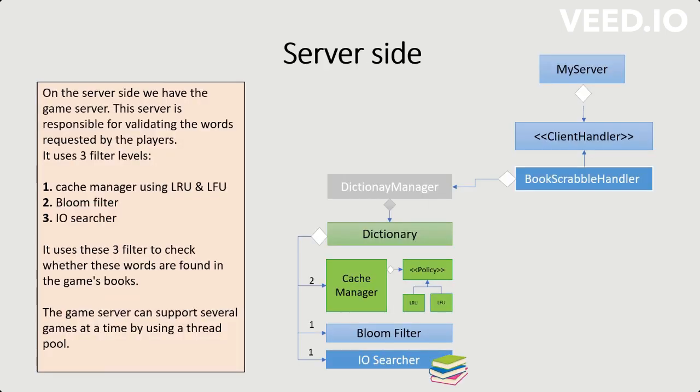Server side. On the server side, we have the game server, which has several books that act as the game dictionary. This server is responsible for validating the words requested by the players. It uses 3 filter levels to search for the words in its own dictionary. These filters are Cache Manager, that includes LRU and LFU, Bloom Filter, and IO Searcher.